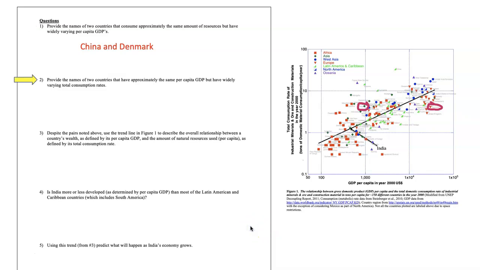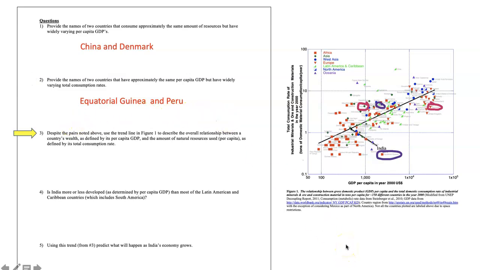The next question asks for two countries that have approximately the same GDP per capita, but widely varying consumption rates. And so this time we're looking at countries that are aligned in this direction. An example I have here is Equatorial Guinea and Peru. So here's Equatorial Guinea in that red square. Peru is kind of lost in here, but it's right in here. And they have very similar GDPs, but Peru consumes a lot more material, and that's implied to be good, healthy, new construction in comparison to Equatorial Guinea. So you're going to give me a different pair in this question than what I gave you.